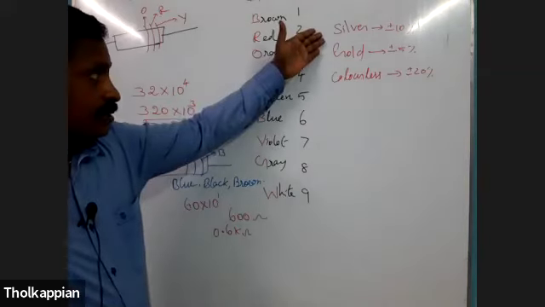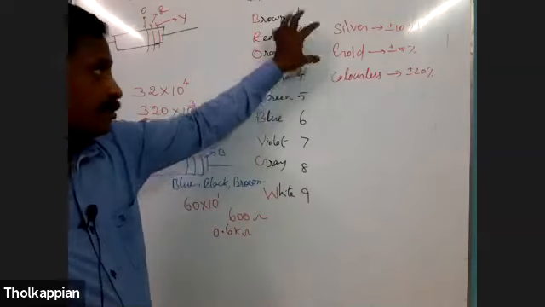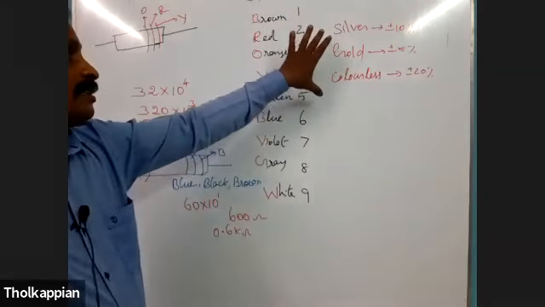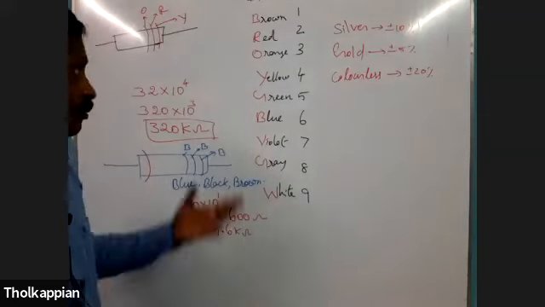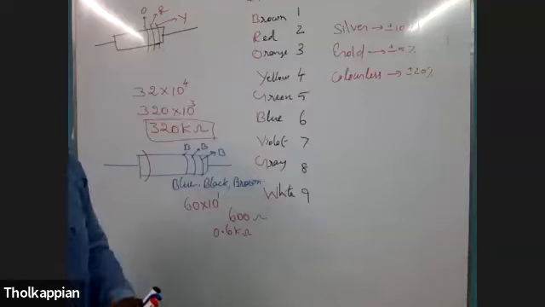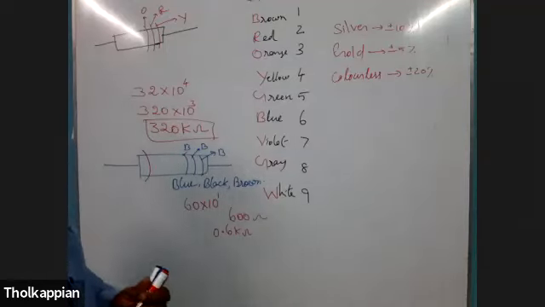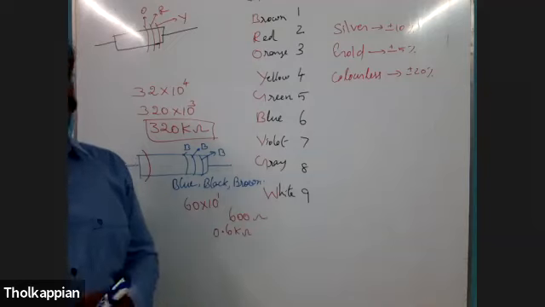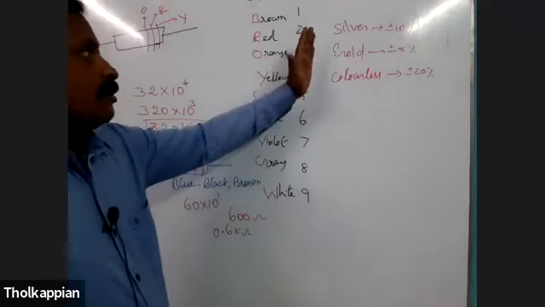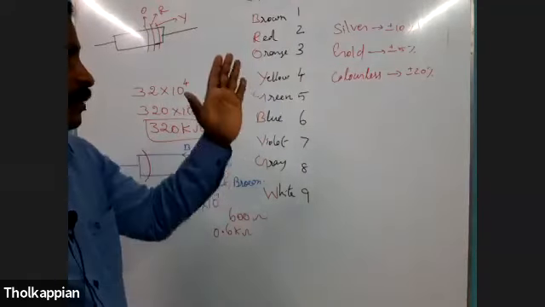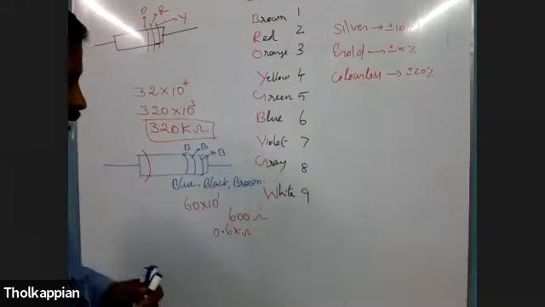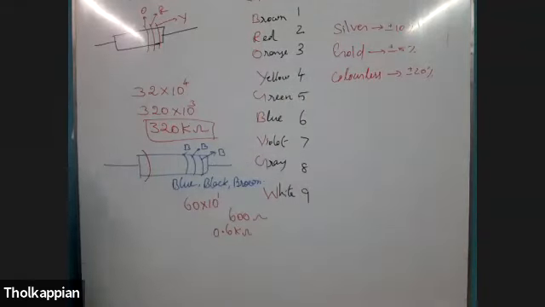This silver, this gold, this colorless, gives the accuracy of the resistance, how accurate the resistance is. And one more is given, brown also they will give, plus or minus 1%. Brown, red also they will give. But in your book it is not given. You just note down silver, gold, and colorless. What is the meaning of plus or minus 10%? That is called reliability.